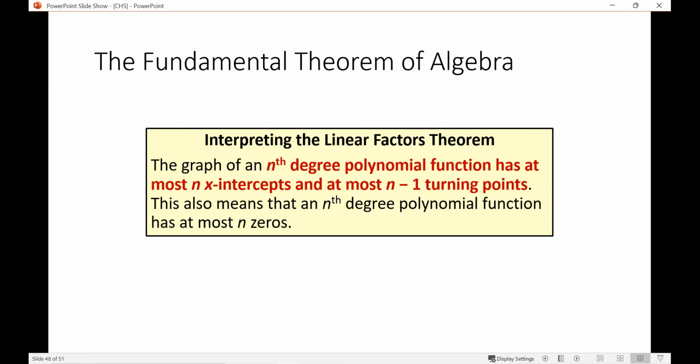So how to interpret this linear factors theorem is basically: if we have an nth degree polynomial, we're going to have n factors, but they might not all be real, and some of them might be repeats. So that means that we can cross the x-axis at most n times, and we're going to have at most n minus 1 turning points. Just remember, a linear equation never turns. A second degree equation has one turning point, okay? So an nth degree polynomial has at most n zeros, okay?